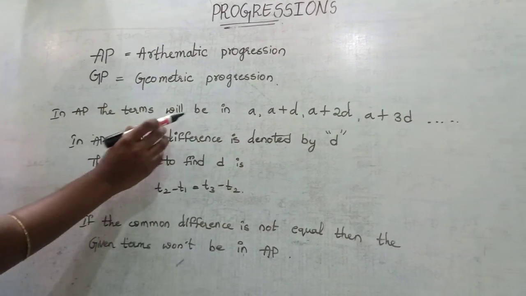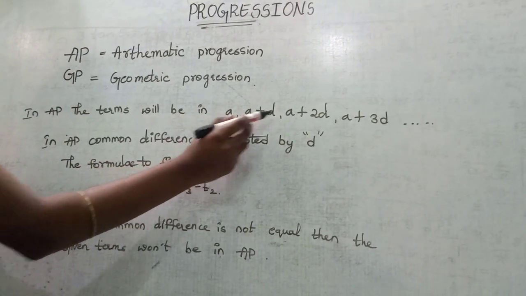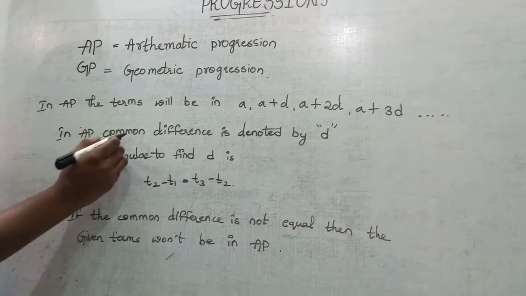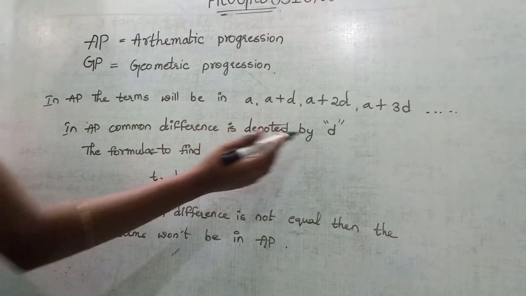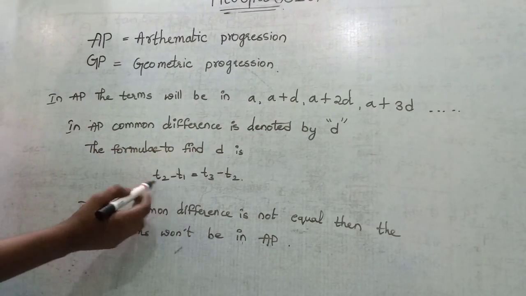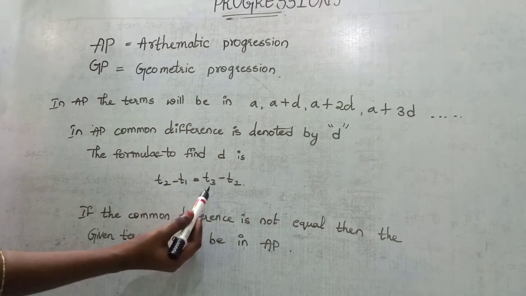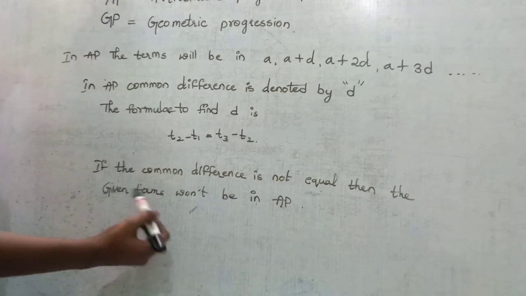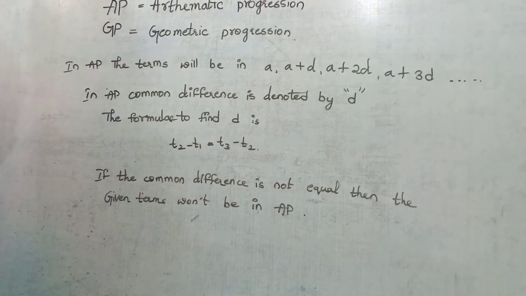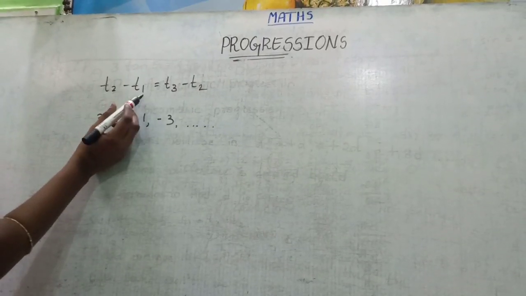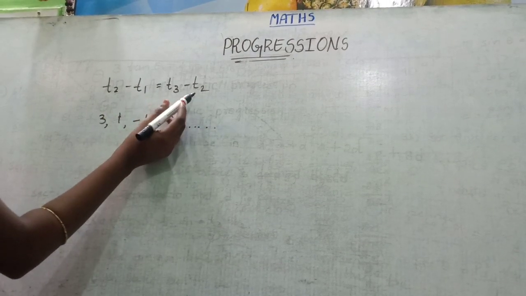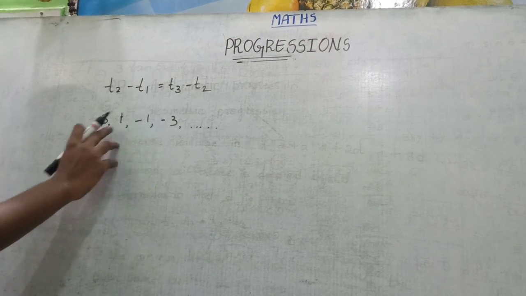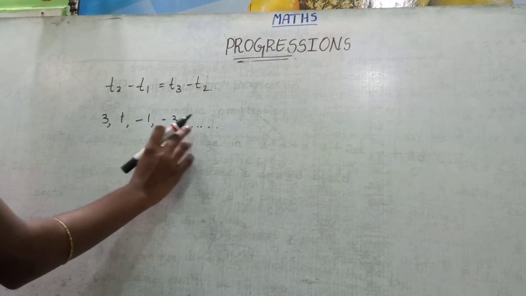In AP, the terms will be in A plus D, A plus 2D and A plus 3D, and so on. In AP, the common difference is denoted by D. The formula to find D is T2 minus T1 is equal to T3 minus T2. If the common difference is not equal, then the given terms won't be in AP. Based on the formula T2 minus T1 is equal to T3 minus T2, now we are going to do some sums. Here 3, 1, minus 1, minus 3 and so on.